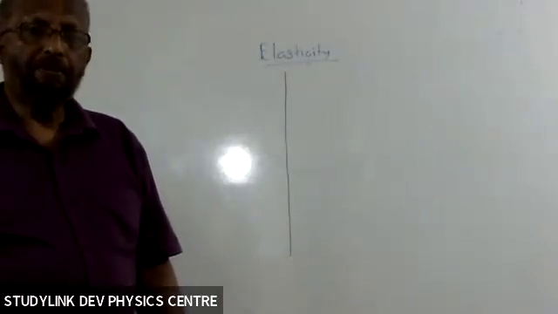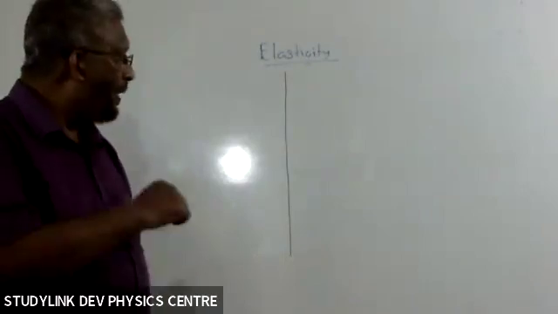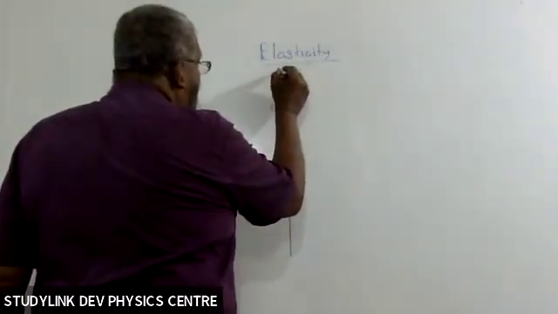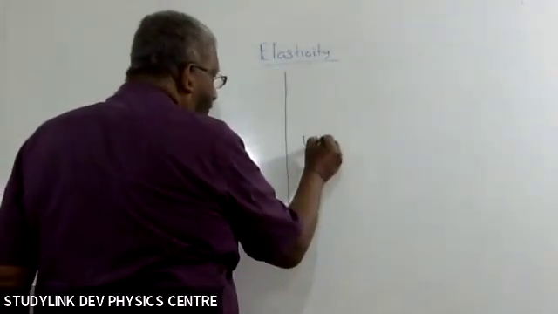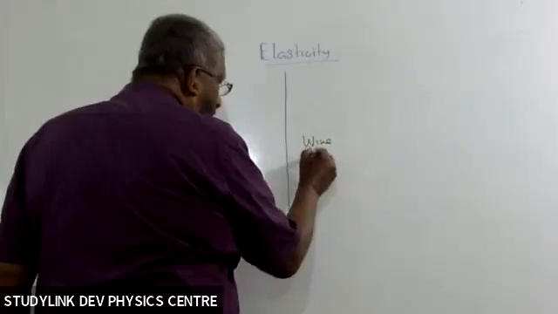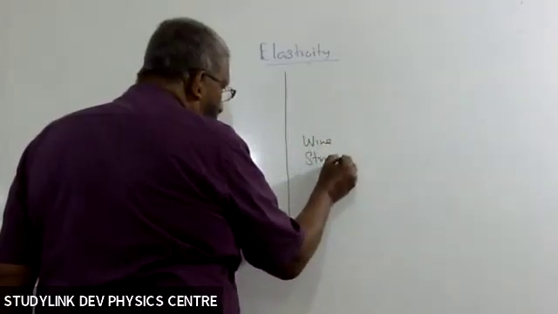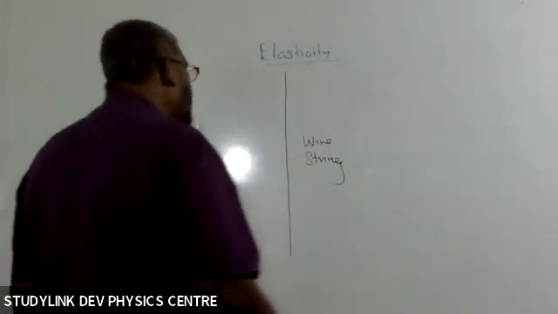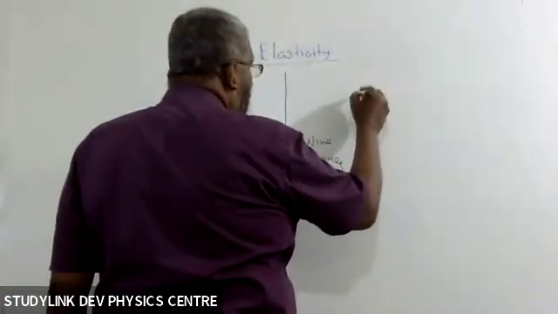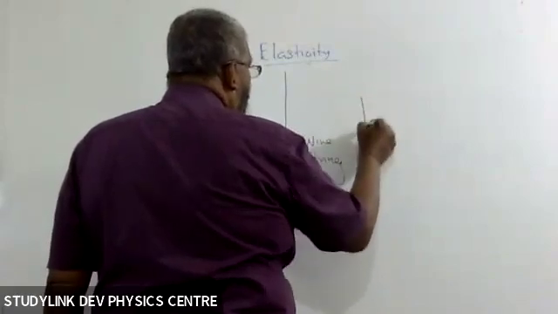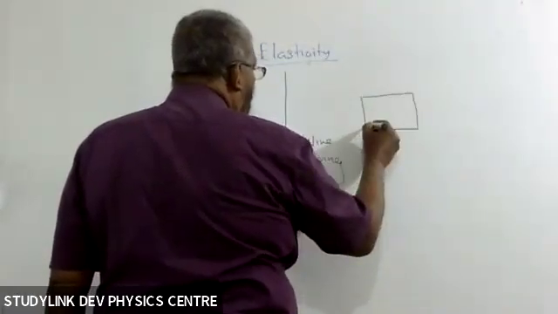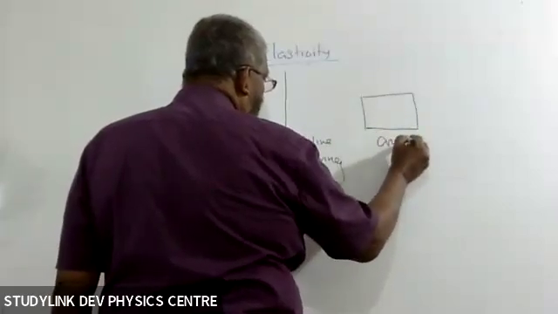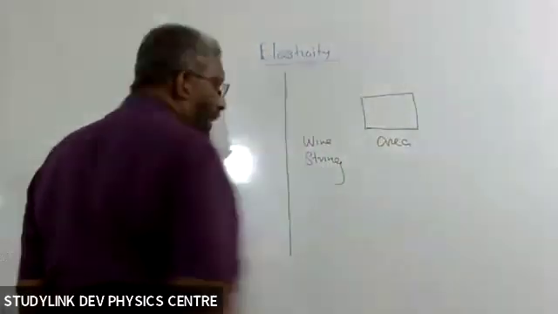The first one we have to consider is linear. Then it's a wire or string. String also we can apply. Then, second one, you apply a certain force on a certain area. Then we could consider that separately.